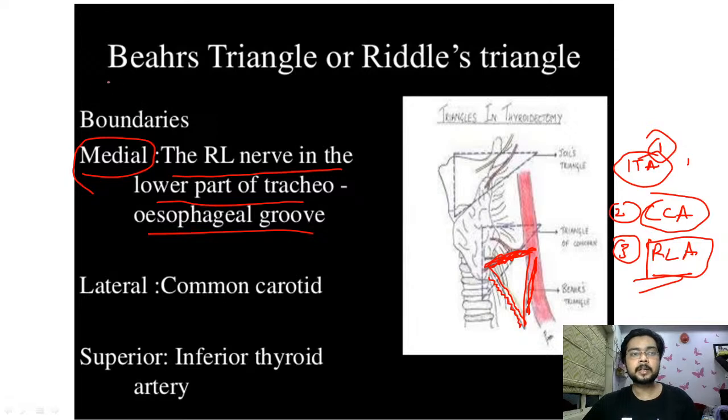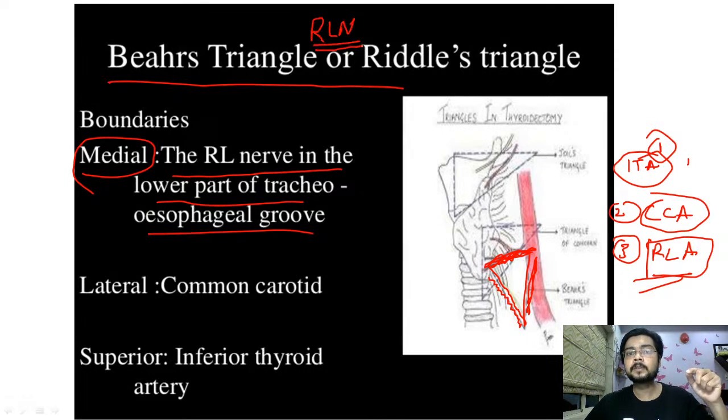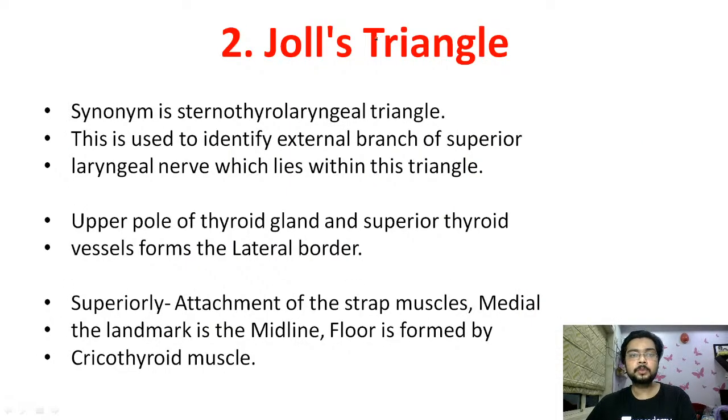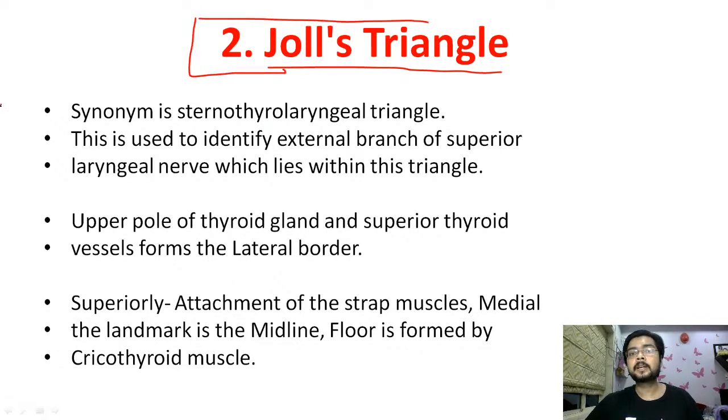So Riddle's triangle and Beher's triangle are for which nerve? Comment. It is for the recurrent laryngeal nerve. So don't mistake it or forget it in future. Now for the superior laryngeal nerve, the external branch of the superior laryngeal nerve, we have another triangle called Joll's triangle, right?